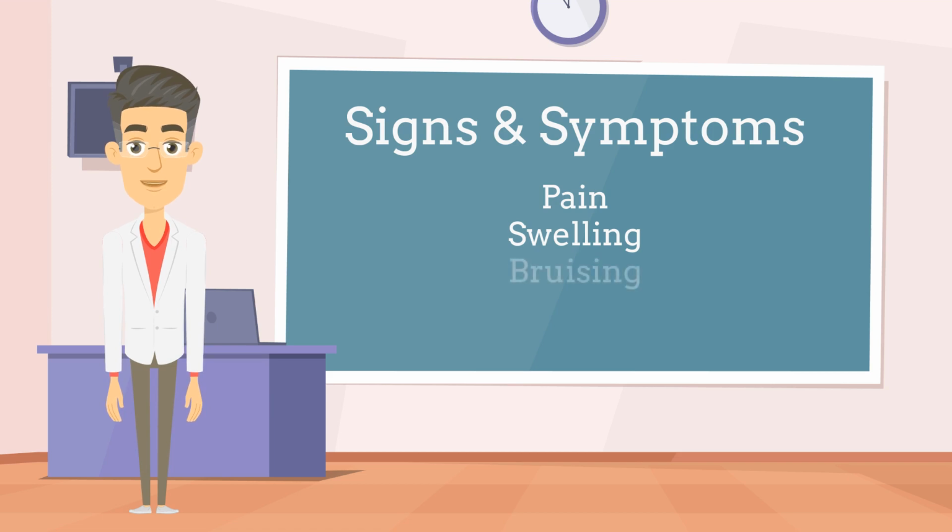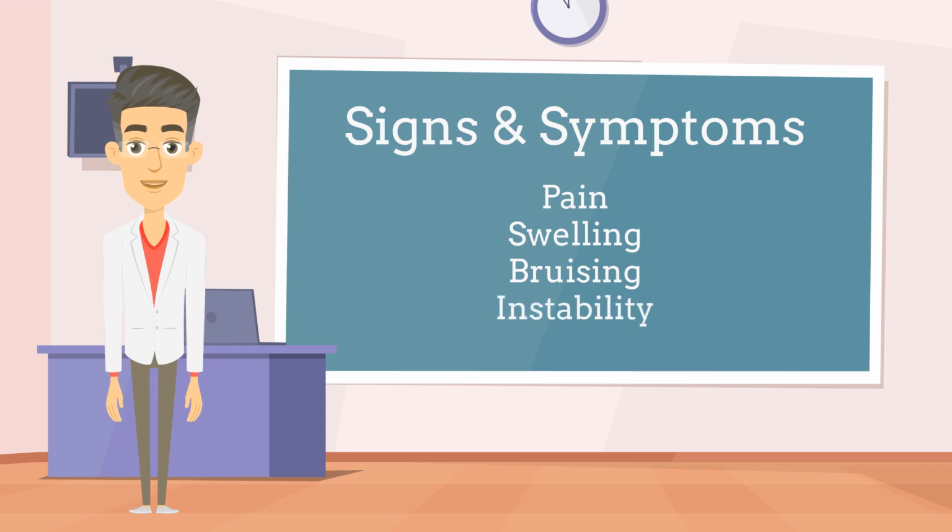Bruising. Bruising may develop due to small blood vessels being damaged during the injury. The bruised area can appear red, purple, or black, and typically takes a few days to appear after the initial injury. Instability. A sprained knee can result in a feeling of instability or weakness in the joint.